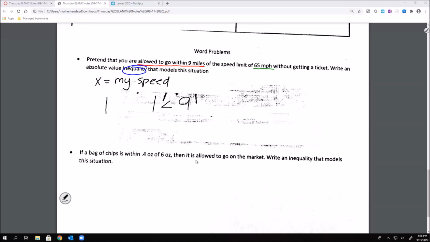Lastly, I have however much I'm going. So my speed in this case, we're not exactly sure. And then lastly, my 65 miles an hour.